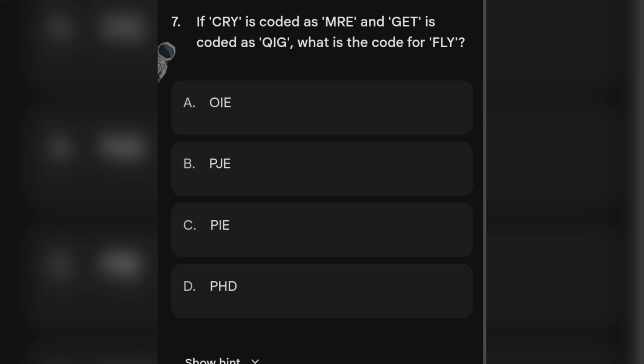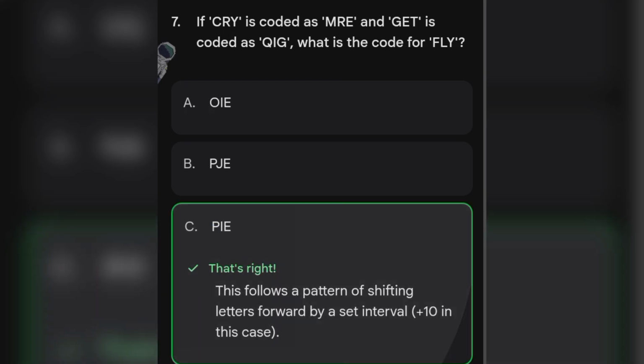If CRY is coded as MRE and GATE is coded as QIG, what is the code for FLY? As we see, Y indicates E, so the last letter will be E, and G means 5. You have noticed the answer. The pattern shifts the letters by intervals of 10.